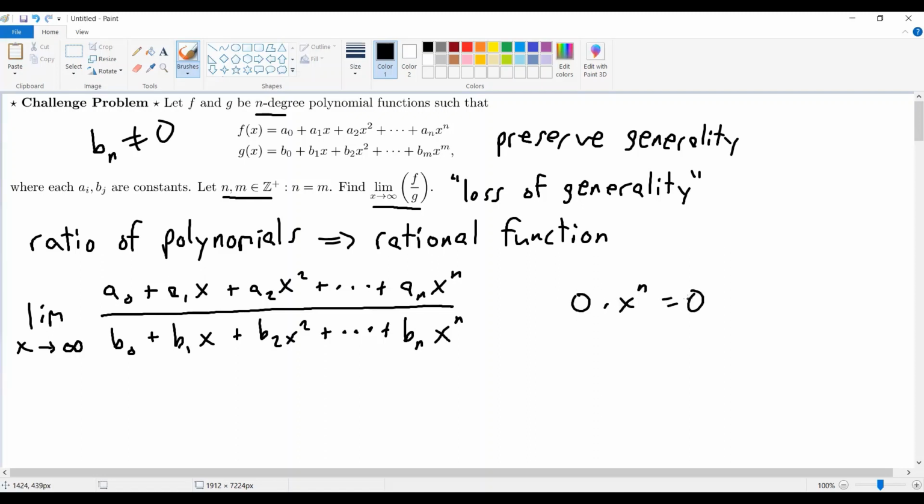Well, that's just 0. So that means the next greatest term would be b sub n minus 1 times x to the n minus 1. But we just said that the degree of the polynomial is n, and this would be degree n minus 1. Those are different things, so that's a contradiction. So that's why we can't have b sub n equal to 0, in case that was ever a miscellaneous concern in the thought process.